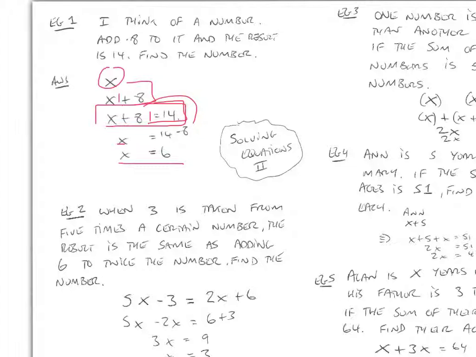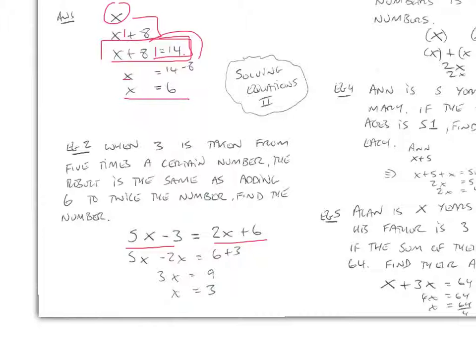The next one: when 3 is taken from 5 times a certain number, remember we're using x as our certain number, the result is the same as, equal to, adding 6 to twice the certain number. So my equation looks like 5x minus 3 is equal to 2x plus 6. And so we go to solve the equation.